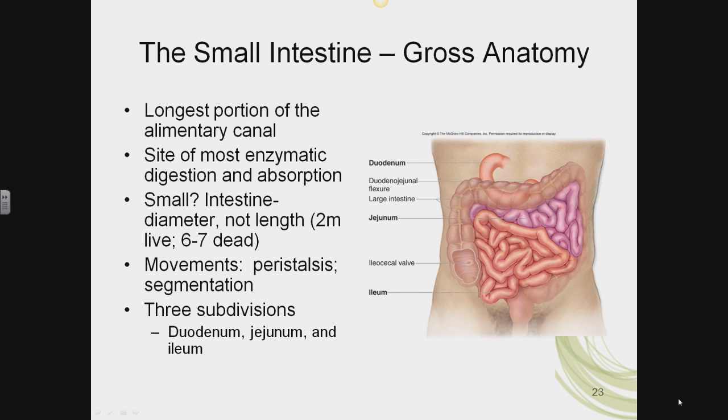Moving on to the ileum. The ileum is the final or last region of the small intestine. It terminates at the ileocecal valve. This is a sphincter that controls the entry of material into the large intestine. Once it goes into the large intestine, that is called feces.